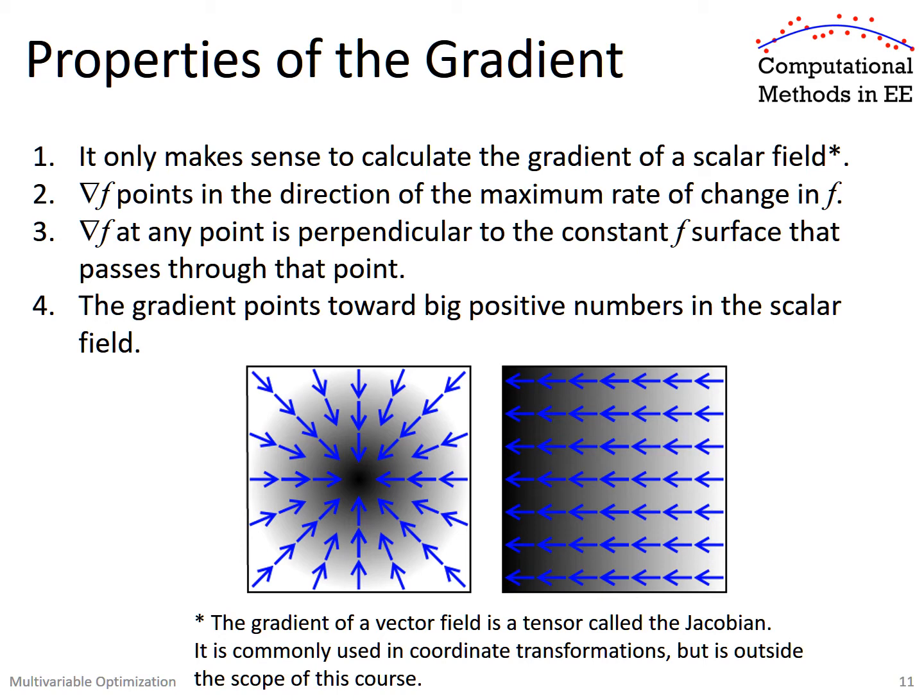When we do that, the gradient points in the direction of the maximum rate of change in f. This means it's pointing uphill, but locally uphill. We also notice that the gradient is always perpendicular to those isocontours or the constant f surfaces. And we also notice that the gradient always points towards the big positive numbers in the scalar field. So it always wants to go uphill. So those are the properties of the gradient, and we're going to use this to try to seek out the maxima or minima in multiple dimensions.